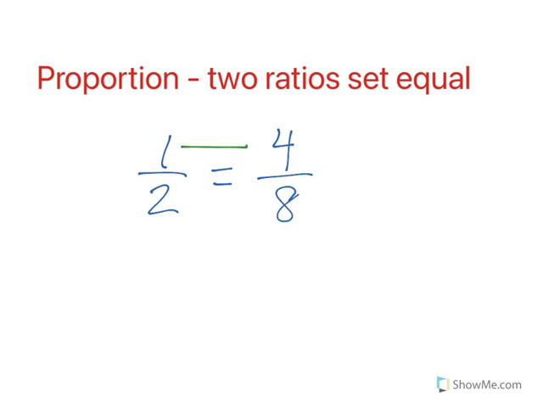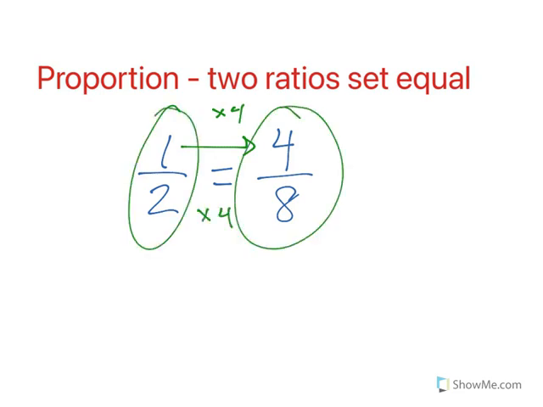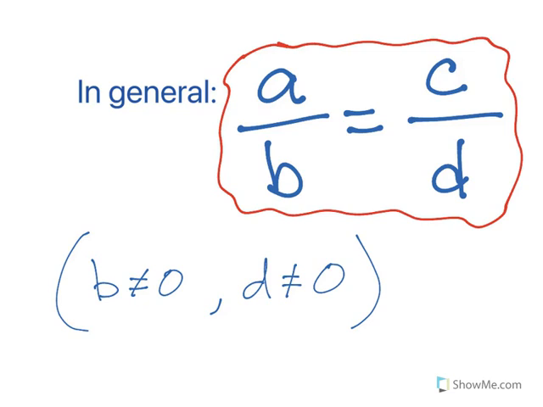And in fact, 1 times 4 gives me 4, and 2 times 4 gives me 8. So these are equivalent ratios, right? Equivalent fractions. And so when we set them equal, we have ourselves a proportion. Now, in general, a proportion is written as A over B equals C over D, right? A fraction equaling a fraction.